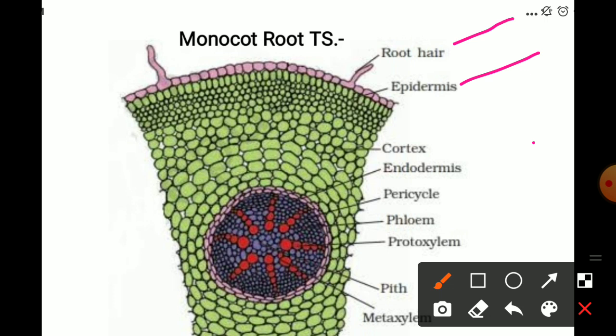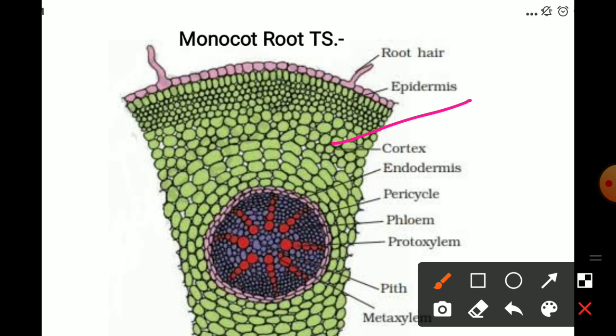Now below the epidermis there is a region of cortex. This cortex is made up of parenchyma type of cells. This is a very massive storage region made up of parenchyma tissue, which is a loose tissue with numerous intercellular spaces, and this serves as the storage tissue of the root.